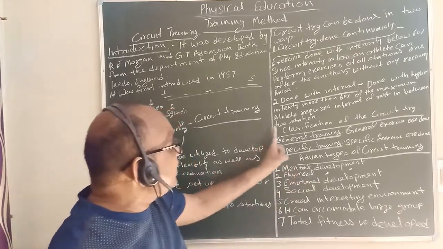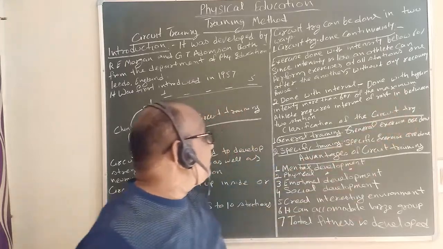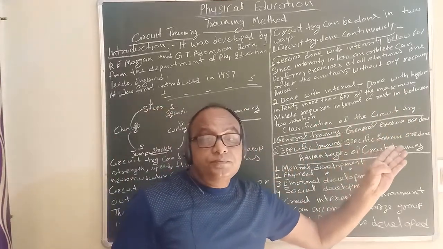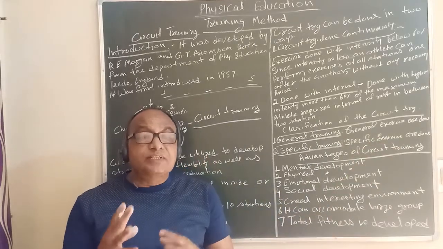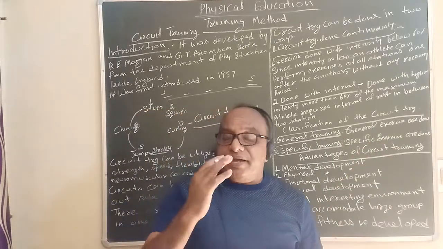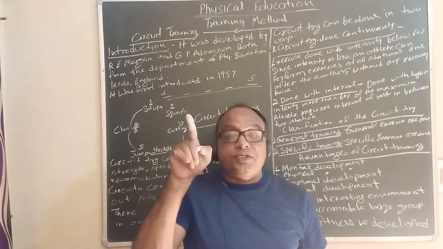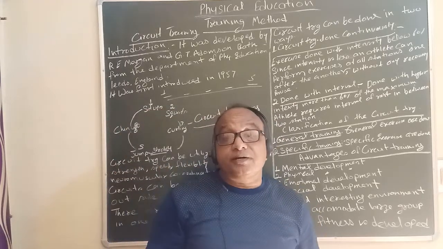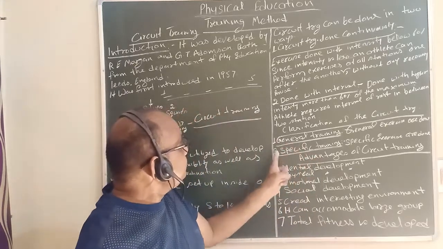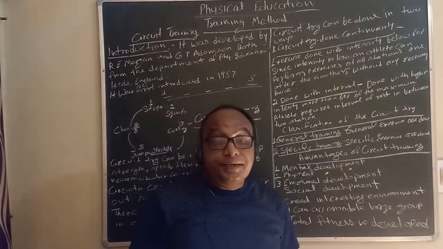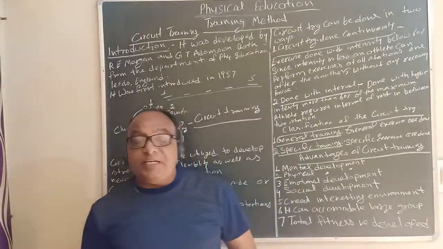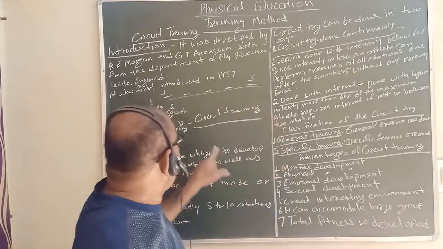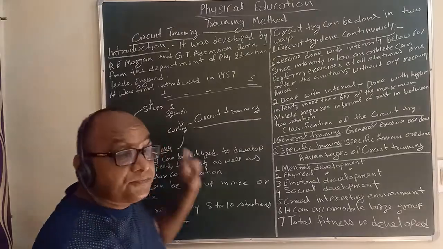And next is classification of circuit training. General circuit training is there, where different muscle groups are given exercises in rotation. And next is specific circuit training. In this type, a specific muscle group is given exercise at every station.